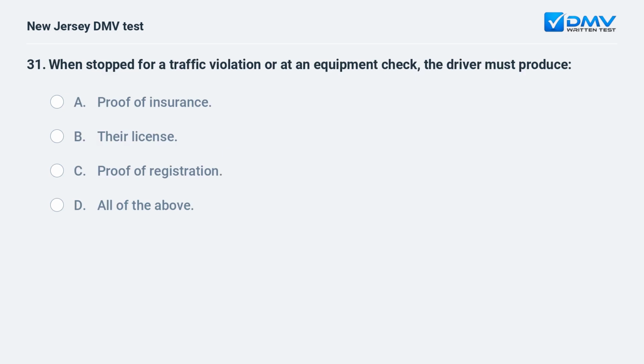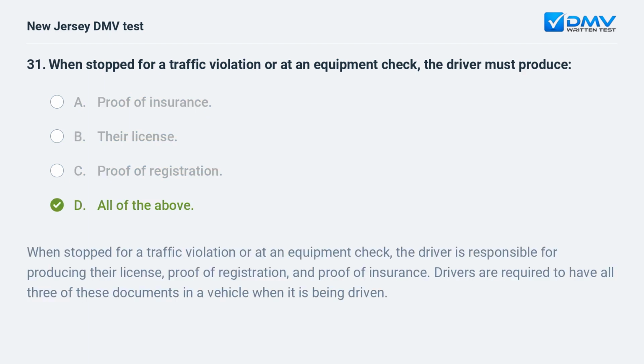When stopped for a traffic violation or at an equipment check, the driver must produce A. Proof of insurance. B. Their license. C. Proof of registration. D. All of the above. D. All of the above.